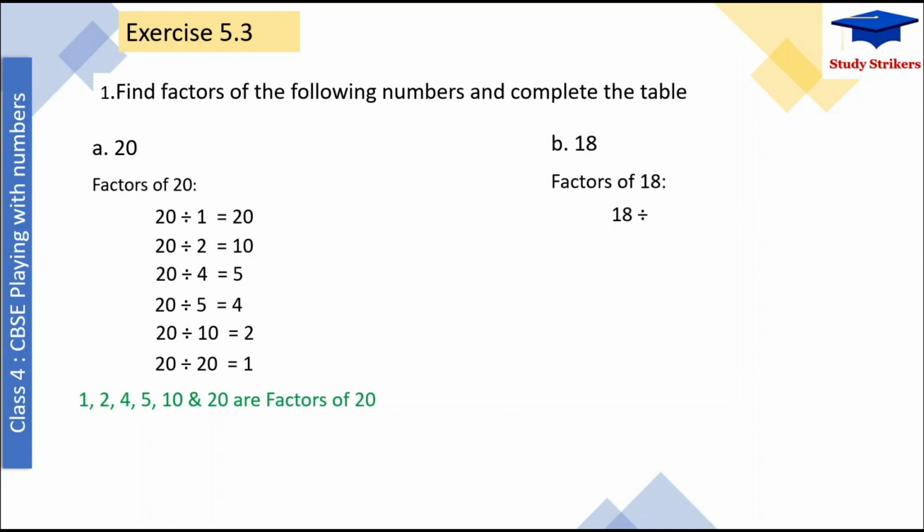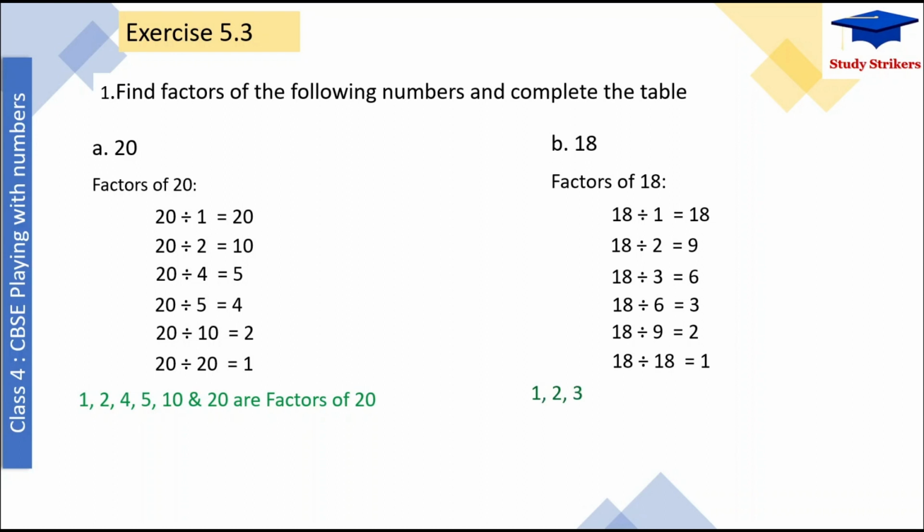So 18 divided by 1 equals 18. 18 divided by 2 equals 9. 18 divided by 3 equals 6. 18 divided by 6 equals 3. 18 divided by 9 equals 2. 18 divided by 18 equals 1. So the factors of 18 are 1, 2, 3, 6, 9 and 18.